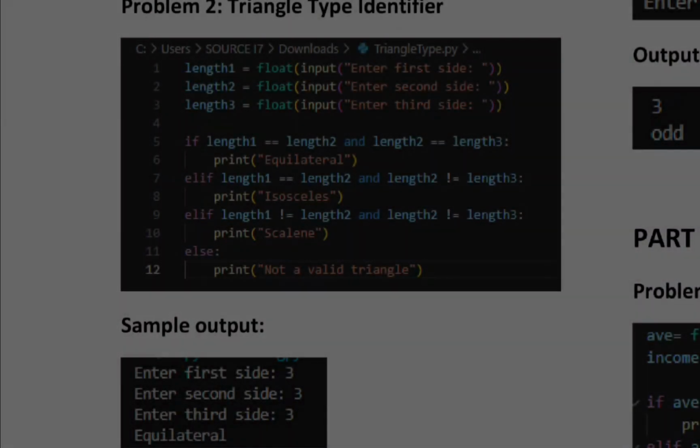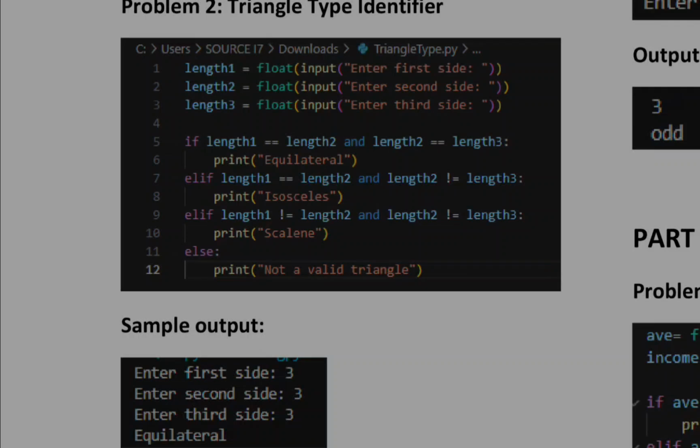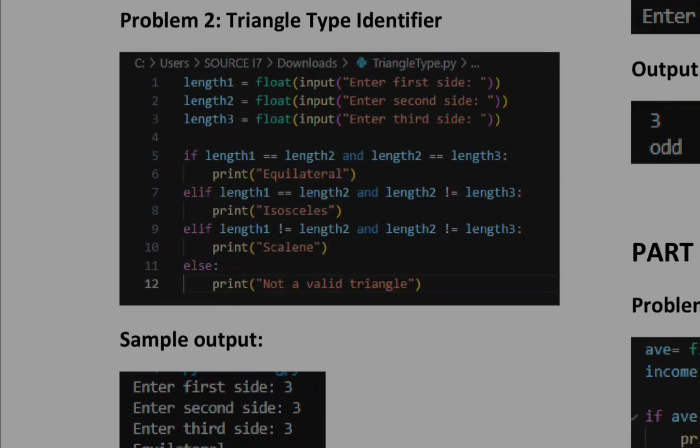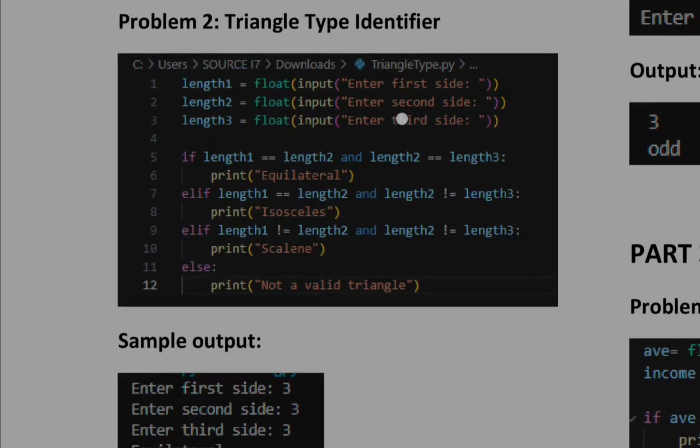So, for problem number 2, we have the triangle type identifier. Basically, it will just check if our input is a triangle. For the first, I have length 1 as a variable to accept the first side of our triangle. Then, next, length 2, as float, and enter the second side. Then, length 3, again as float data type. Then, I will ask the user again to enter the third side.